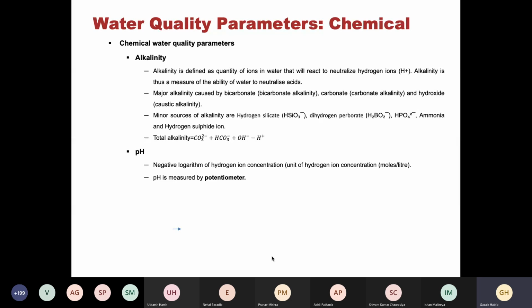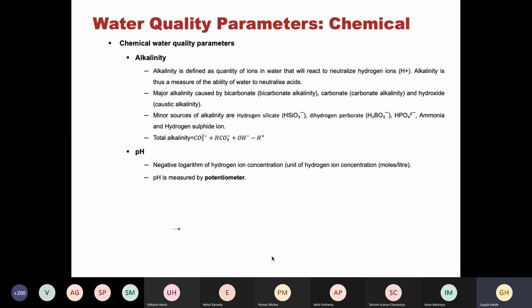And generally alkalinity is represented in terms of calcium carbonate. So all the salts of carbonate and bicarbonate will be converted to the equivalent of calcium carbonate in the calculation of alkalinity, to bring all the salts onto a common scale. That is the reason behind this.